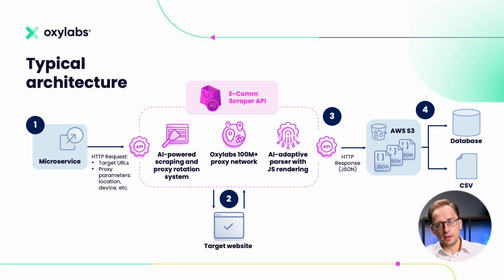So a typical architecture, which you can actually very quickly build using our Scraper API, would look like this. It consists of 4 parts, starting with the client microservice, which would send those parameters and target URLs you would like to scrape. So you can send a batch request, meaning a list of thousands of URLs you want to scrape, and our Scraper API will handle it.